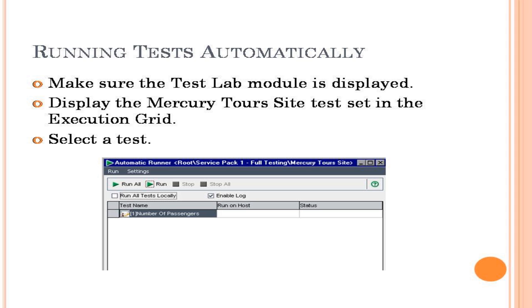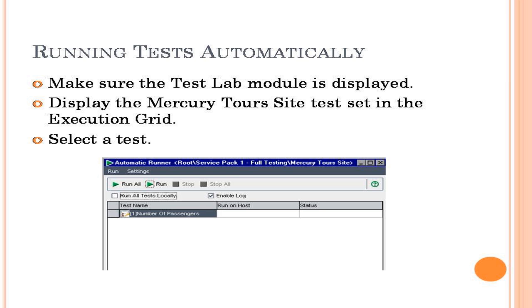Running tests automatically. When you run an automated test, Quality Center automatically opens the selected testing tool, which runs the test on your local machine or on remote hosts and imports the results to Quality Center. You can run all tests in a test set or run specific tests. You can run tests from the Execution Grid tab or the Execution Flow tab. In this exercise, you will run an automated test from the Mercury Tour site test set.